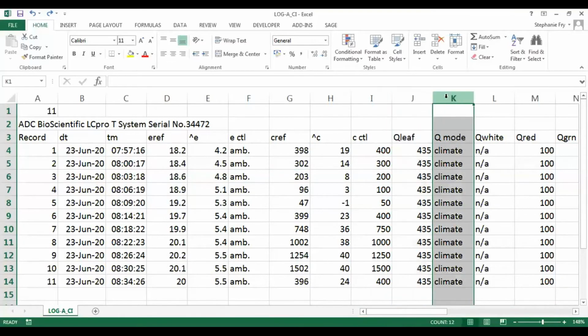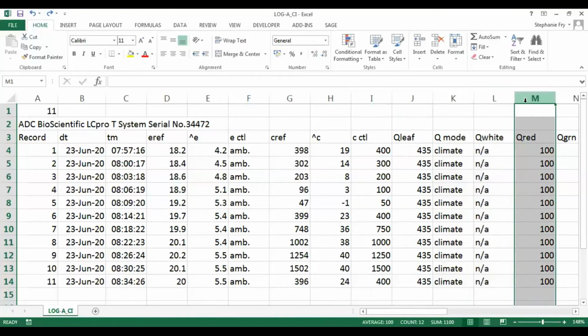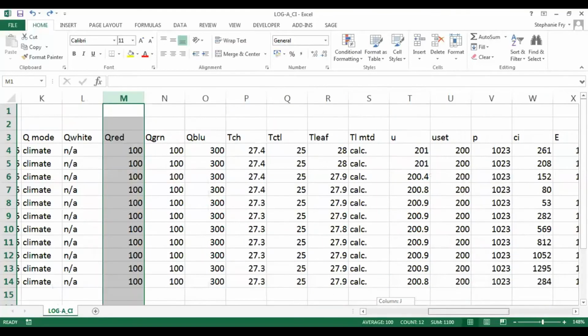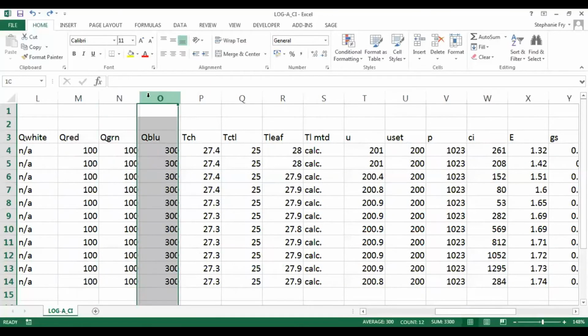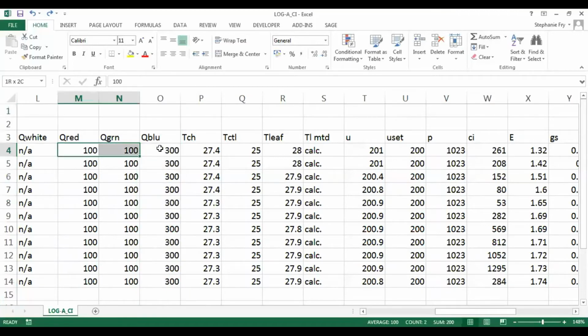Q mode is the source of the light reading given through the climate control. Q white is not applicable in this case because an RGB light unit was fitted. Q red is the red LED output in micromoles per meter squared per second. Q green, the green LED output, and the blue LED output. Here you can see the relative quantities in actual values.